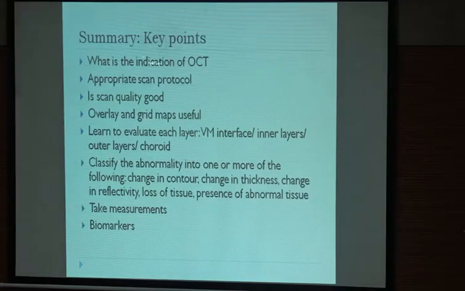So to summarize, we should know what is the indication of OCT, which scan protocol to choose, and if the scan which you are getting is of good quality. We can use the overlay and grid maps. We should learn to evaluate each layer from the vitreomacular interface, the inner layers as well as outer layers, and also the choroid. We can classify the abnormalities into one of the following: change in color, thickness, change in reflectivity, loss of tissue, or presence of abnormal tissue. We can take thickness measurements, and we can identify biomarkers like DRIL, or the integrity of the outer retinal layers.